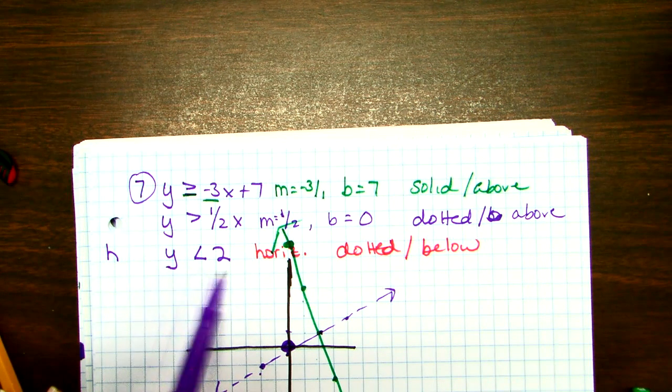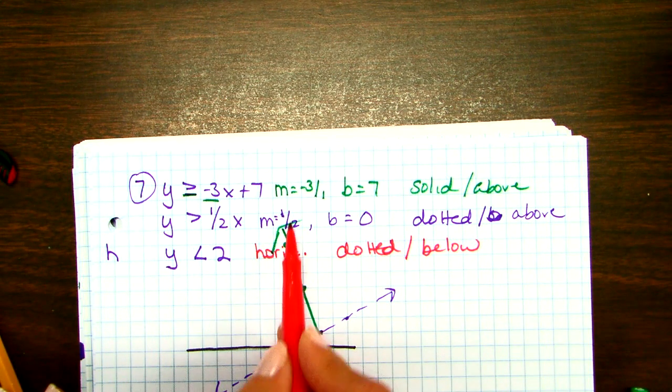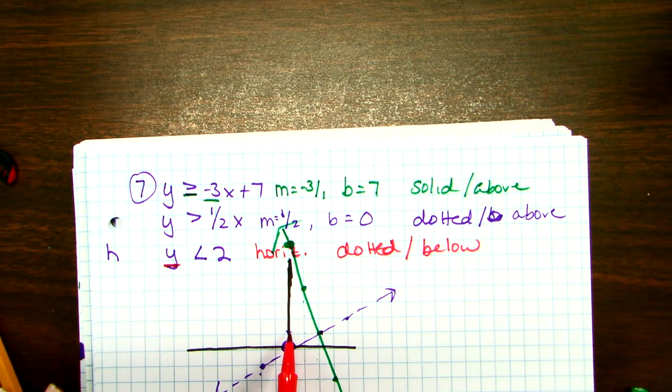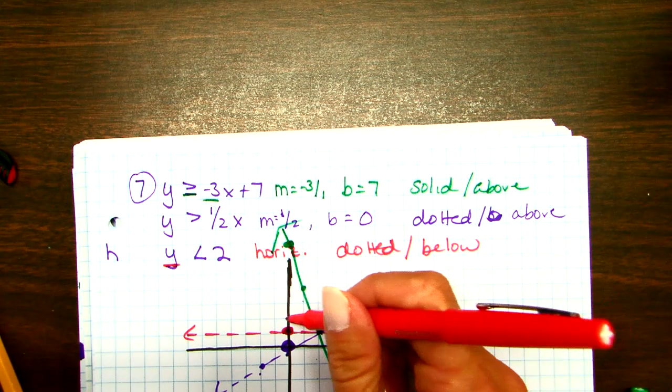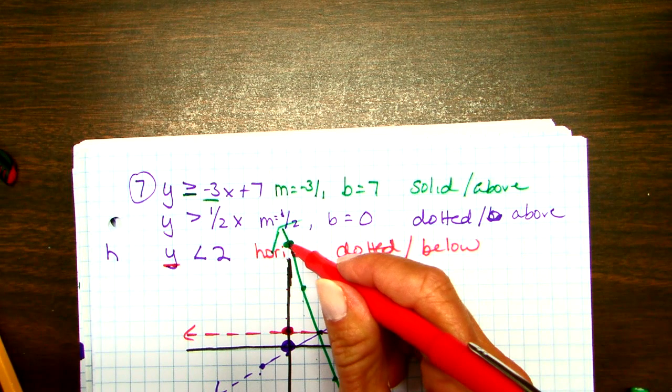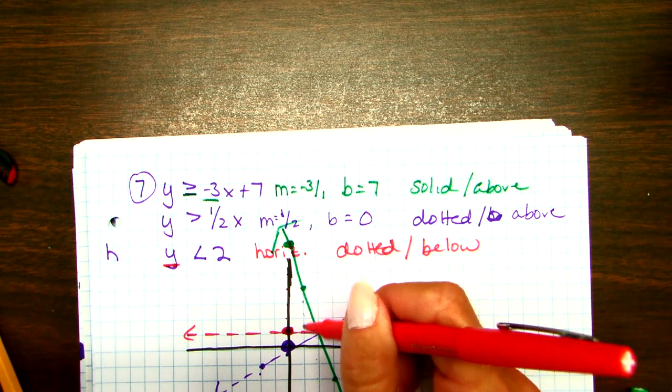That is a horizontal line at 2. So on the y-axis at 2, I make a horizontal line. And I want below that graph. So I want, what do I want? So let me count this. 1, 2, 3, 4, 5, 6, 7. 1, 2, 3, 1, 1, 2, 3, 1.